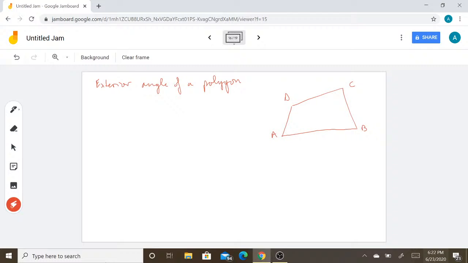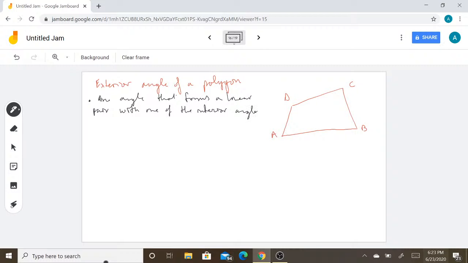So exterior angles, or exterior angle of a polygon, is basically an angle that forms a linear pair with one of the interior angles of a polygon.